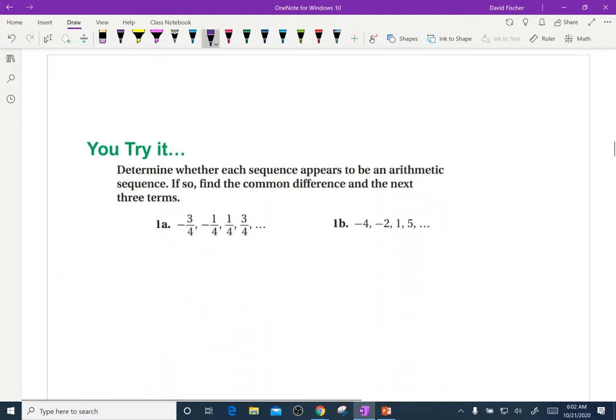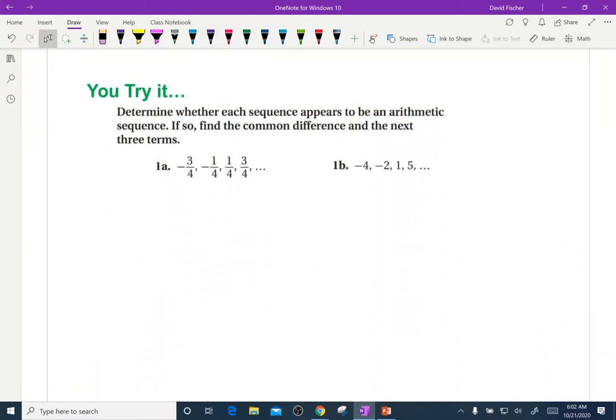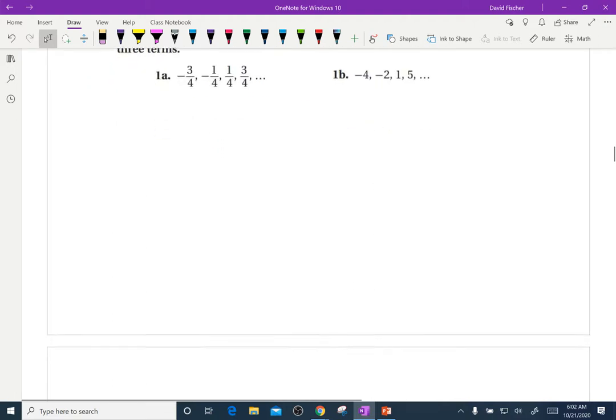So this might be a geometric sequence or something else, but I for sure know it's not an arithmetic sequence. All right, we got some fractions here, but it's an easy fraction. You try it, pause your video, and I have my answers on the next page. All right, if you're back, this is the answer I got.